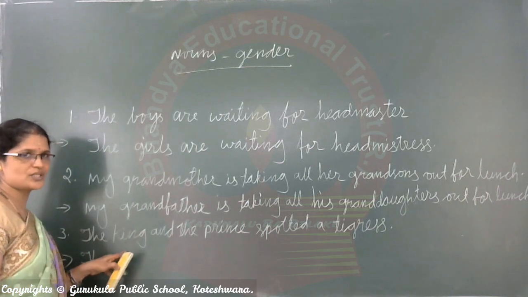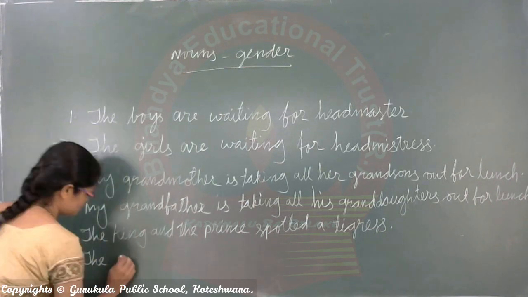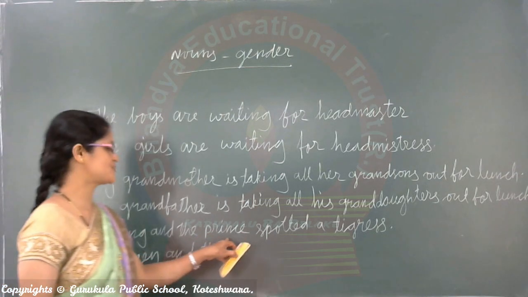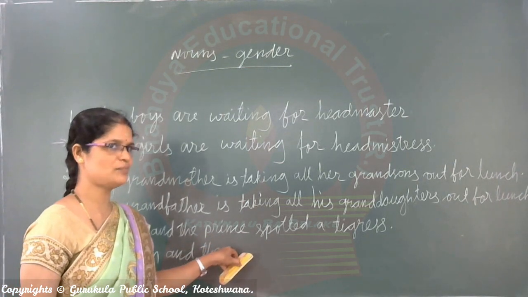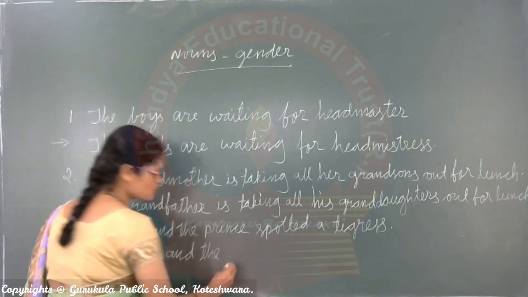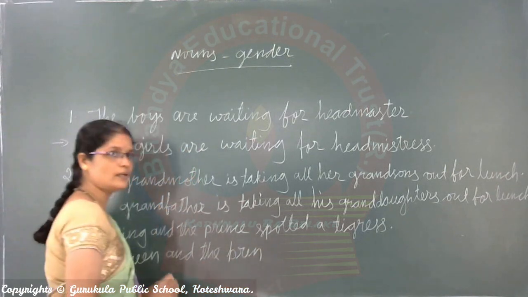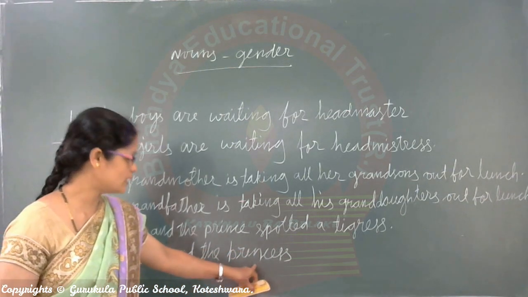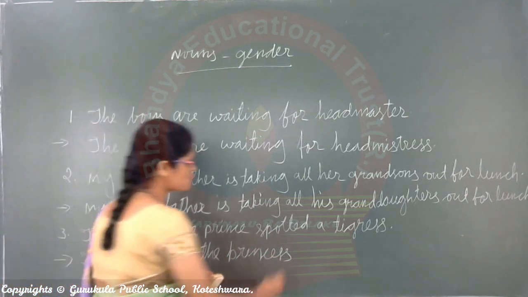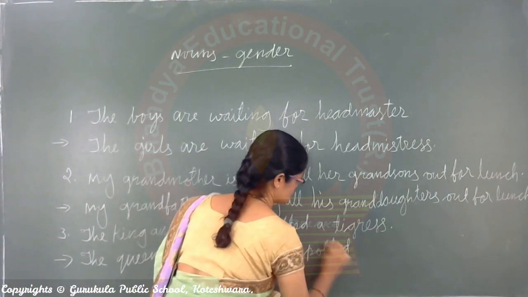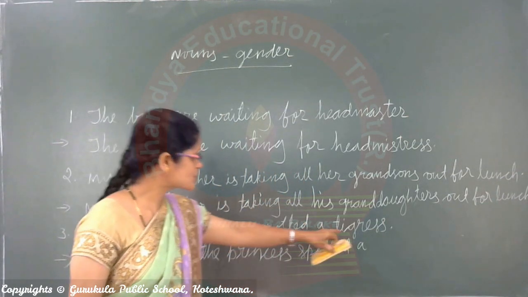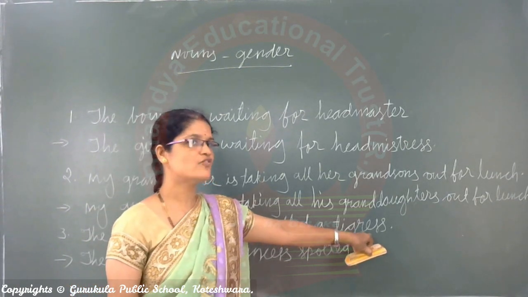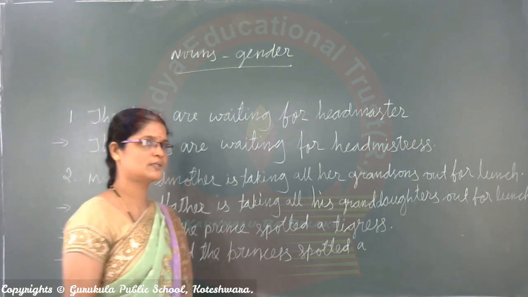King. What's the feminine gender? Queen. And the prince. Opposite gender. Please tell the opposite gender. Princess. See the spelling: P-R-I-N-C-E-S-S. Princess. Spotted a tigress. This tigress, which gender? Feminine or masculine gender? It is a feminine gender. What's the masculine gender? Tiger.